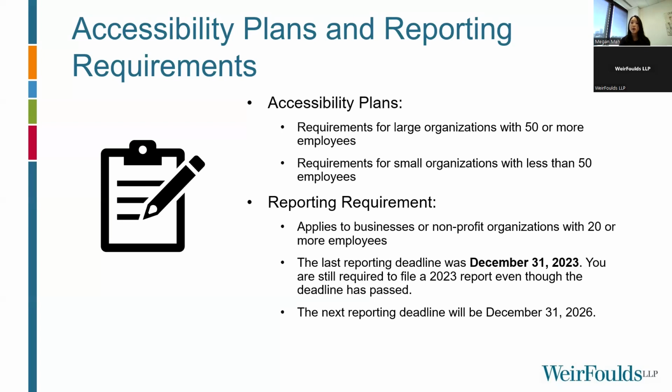Now, in terms of reporting requirements, if you're a business or nonprofit organization with 20 or more employees, you have to file an accessibility compliance report every 3 years. And so the last reporting deadline for these reports was December 31st, 2023. If you haven't filed a report yet, you're still required to file a 2023 report, even though the deadline has passed. And then the next reporting deadline will be December 31st, 2026. And the government has said that they'll post additional information on how to complete the report for this deadline in 2026.